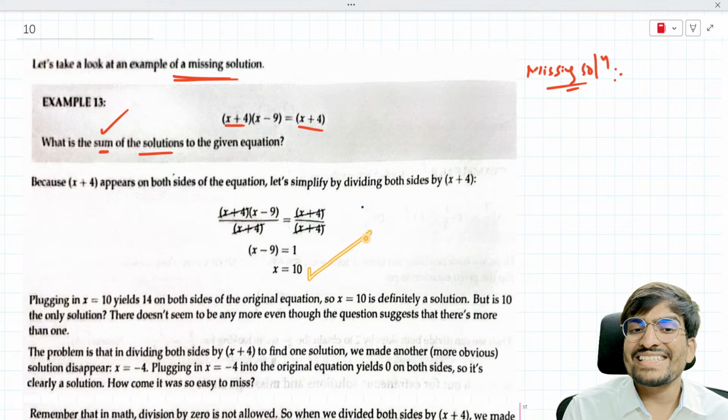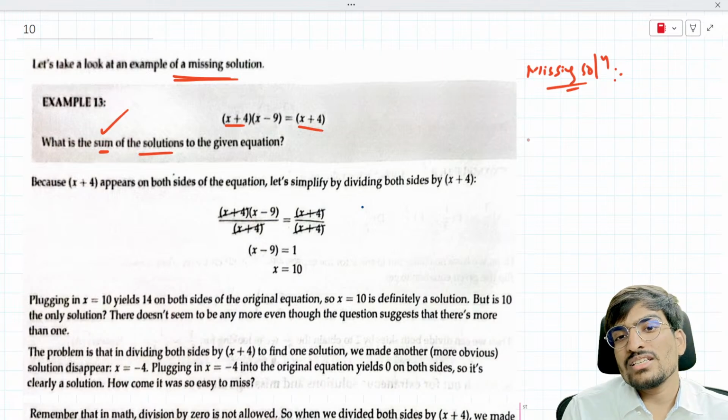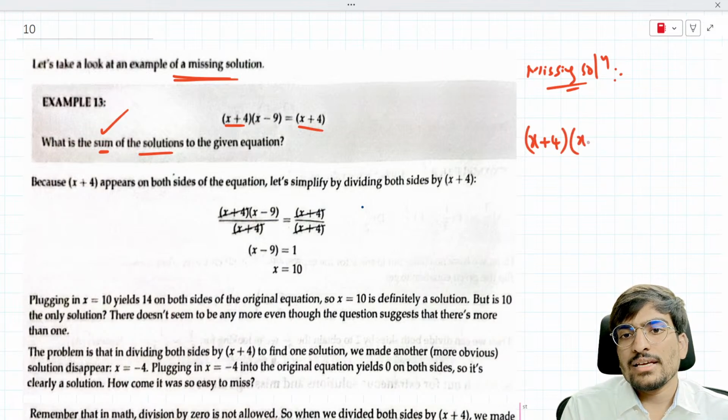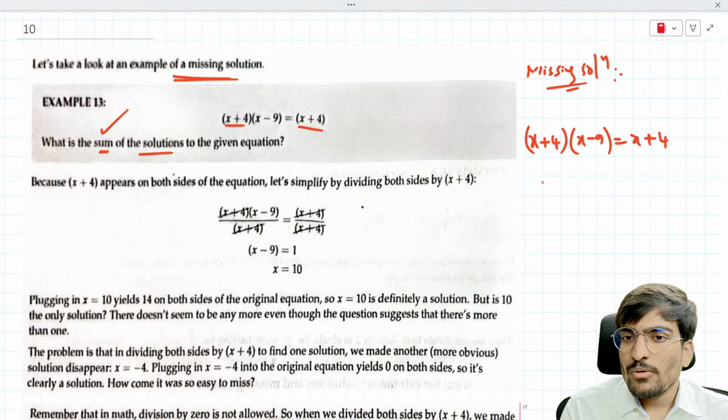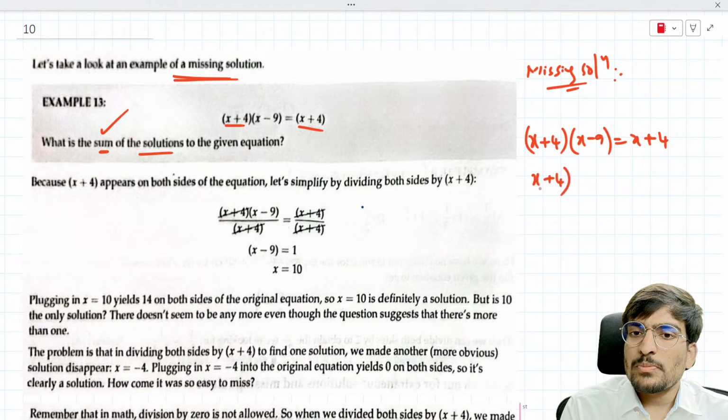But is 10 the only solution? No. How do we know that that is not the only solution? Let me solve x plus 4 times x minus 9 equals x plus 4. So now what I do is x plus 4.